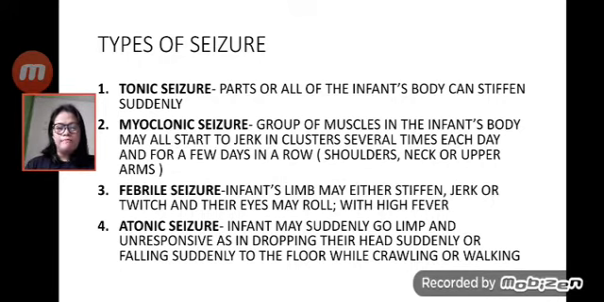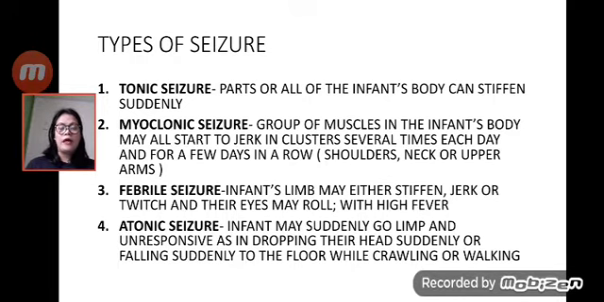Okay, but I reiterate the different types, okay? The subtypes of seizure, which is the tonic seizure, wherein parts or all of the infant's body can stiffen suddenly. Then myoclonic seizure, where a group of muscles in the infant's body starts to jerk in clusters, okay? So in a group, several times and for a few days in a row. So what would be the specific parts that you will notice? Of course, the shoulders, the neck, or the upper arms of an infant.